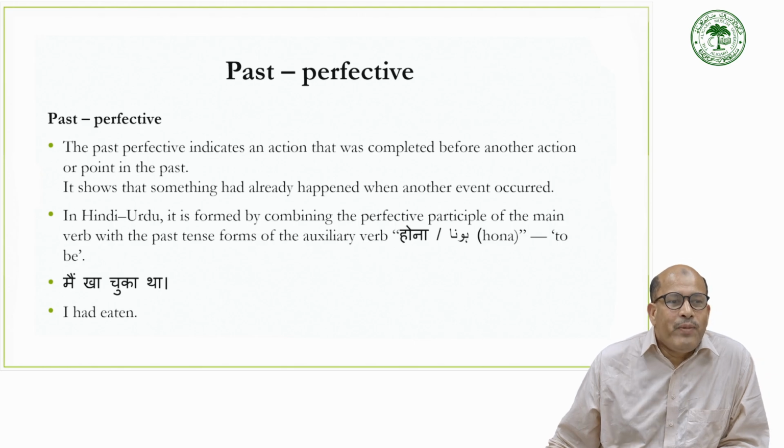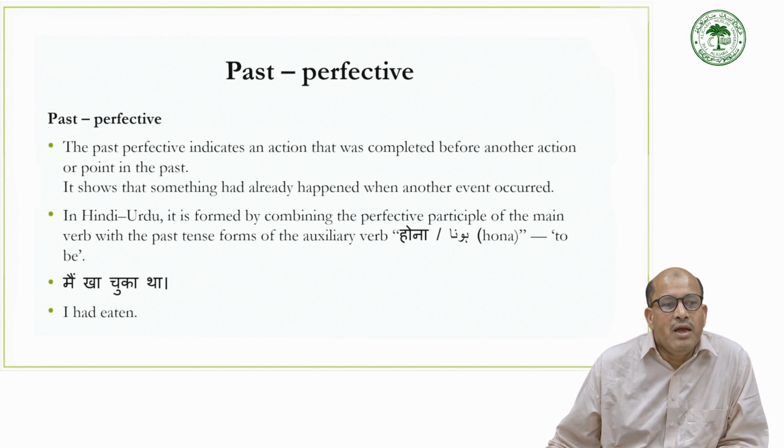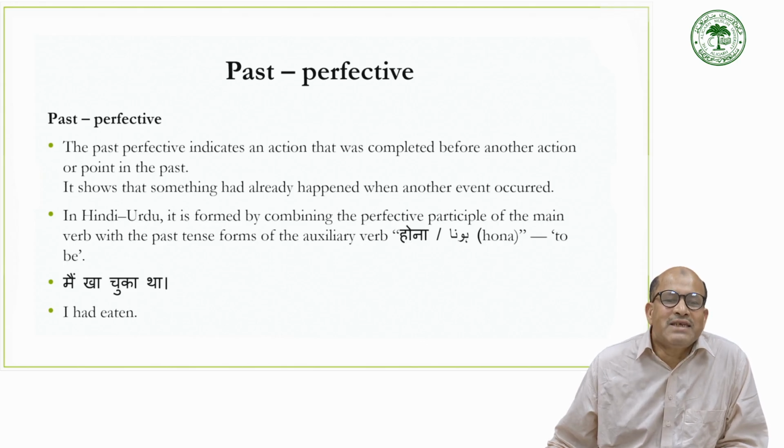Looking at the past perfective, this indicates an action that was completed before another action or point in the past. It shows that something had already happened when another event occurred. In Hindi Urdu, it is formed by combining the perfective participle of the main verb with the past tense form of the auxiliary verb hona, to be, and the past tense of hona is tha, the, or thi.